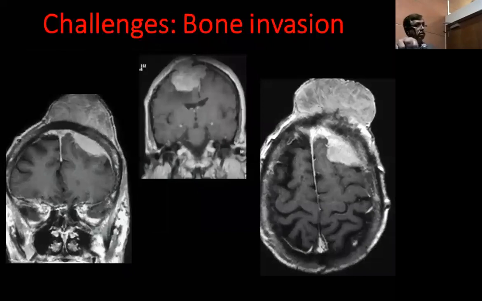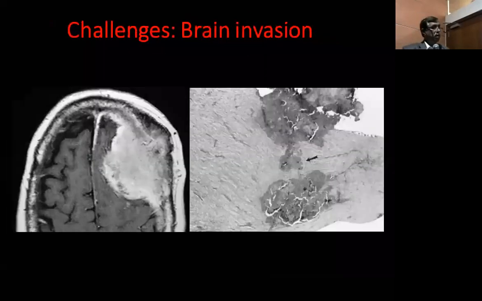Bone invasion: the tumor will grow and invade the bone. Still, radiologists say it causes hyperostosis. It's no more hyperostosis. This is tumor within the bone, and we have to address that. Meningiomas are aggressive tumors. They will go through the bone into the skin, and they will invade the brain. Brain invasion you will see in histology.